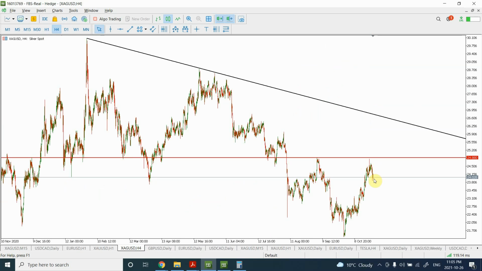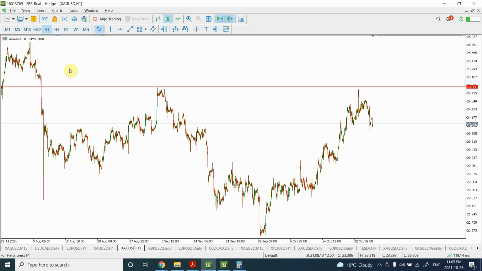If you decide to go silver further down, then you need to look that there is an important support that actually combines from this one to this one, and then we have another important support line that's coming right from over here.